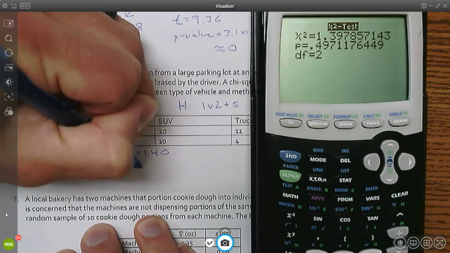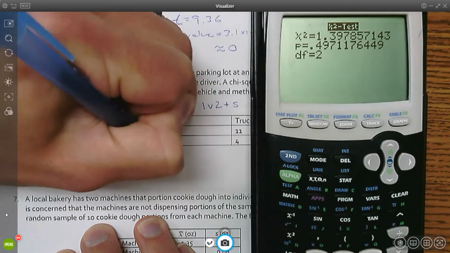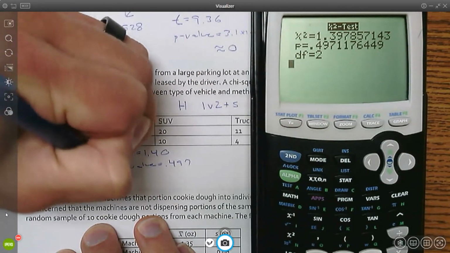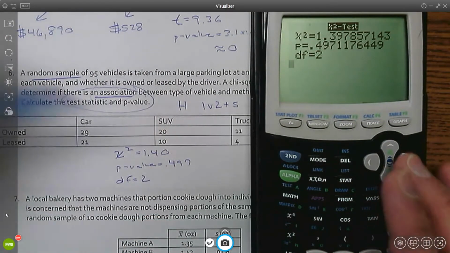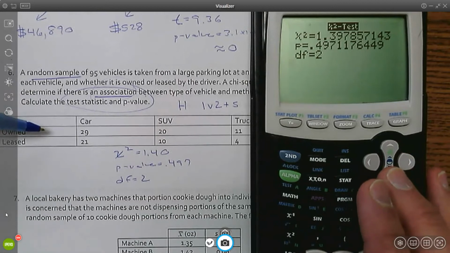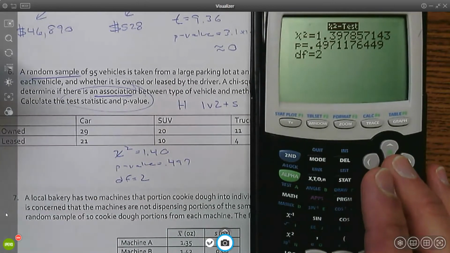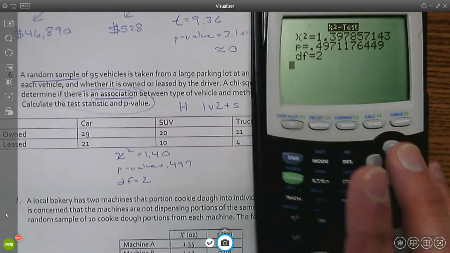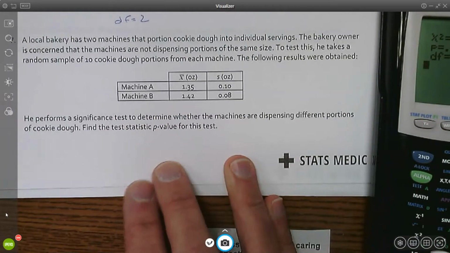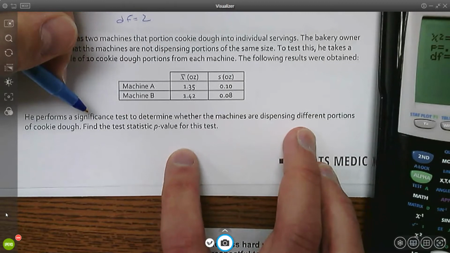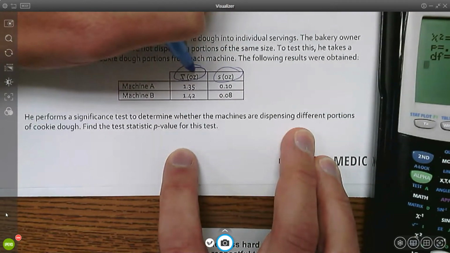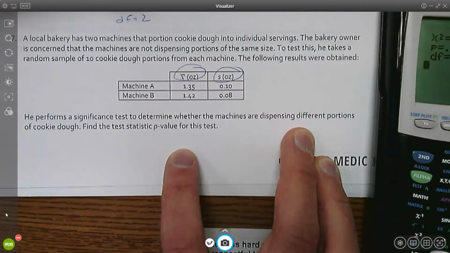Your p-value is 0.497. Your degrees of freedom for chi-squared, you're going to want to include those unless you know how to do those by hand, like rows minus 1, columns minus 1, but it'll spit that out for you. All right, question number 7. We're doing a test to see if the machines are dispensing different portions of cookie dough. I see ounces, I see means, I see standard deviations.